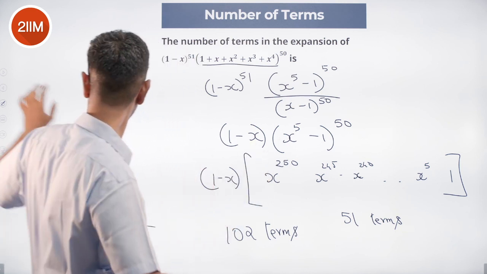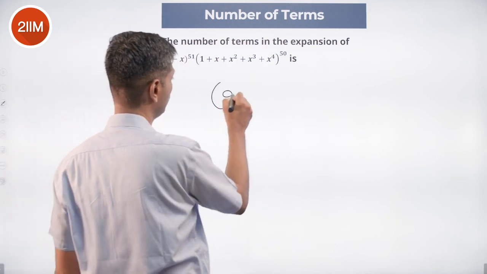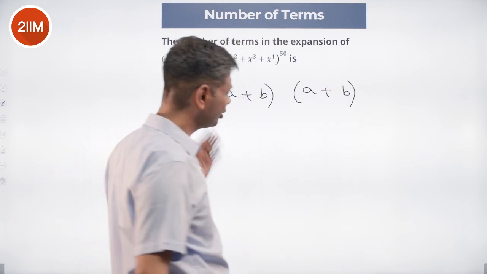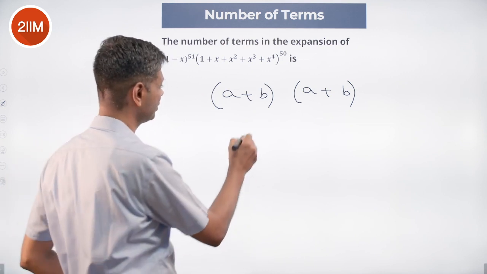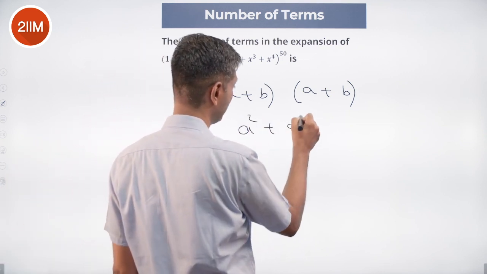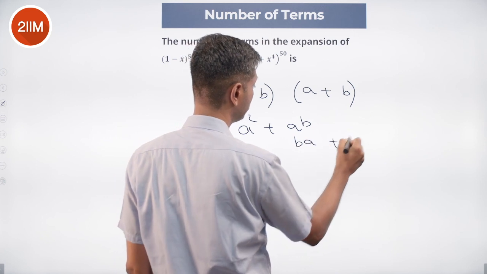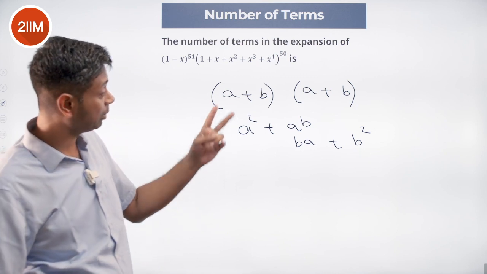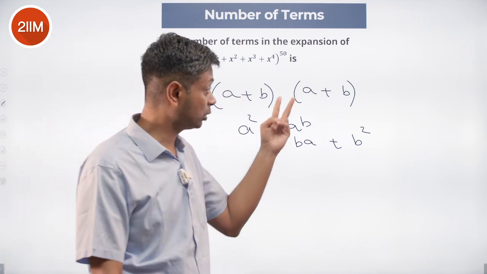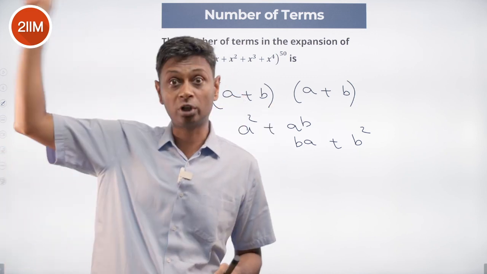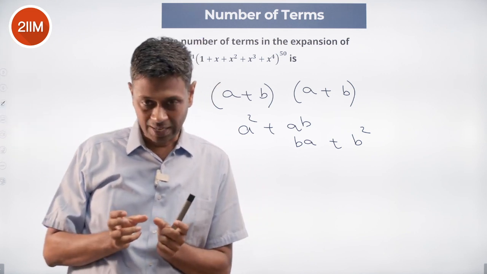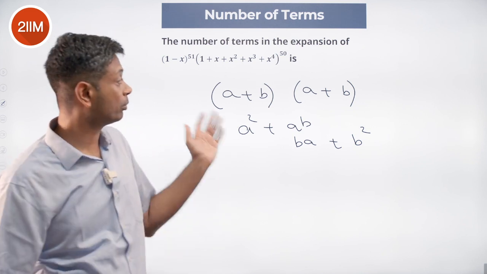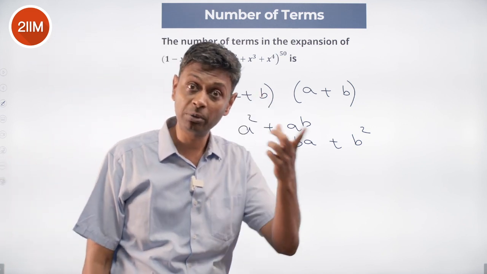This idea is important. So I'm going to do a very simple example. Suppose you do a plus b into a plus b. This 2 into 2, 4 terms. But how it works is this is a square plus ab and ba plus b square. Only 3 terms. So multiply one expression with 2 terms, another expression with 2 terms, I can get up to 4 terms. But if the algebraic part of 2 of the terms are same, they'll combine. That's how we multiply 2 polynomials. So it will be only a square plus 2ab plus b square.